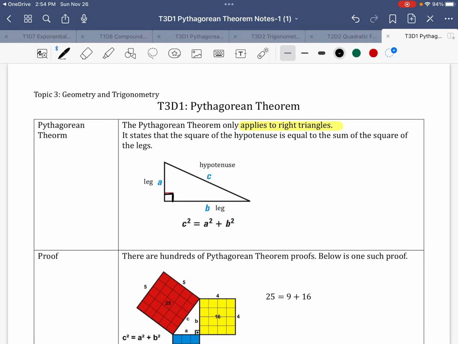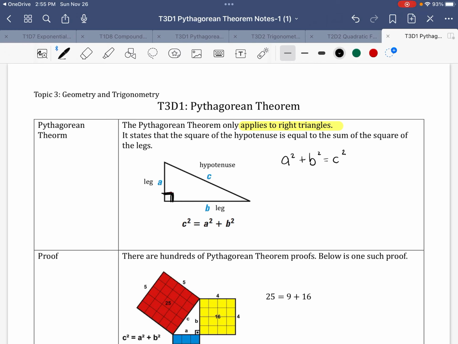The Pythagorean Theorem is a squared plus b squared equals c squared, where a, b, and c are all sides of a right triangle. It's really important to note that the Pythagorean Theorem only applies to right triangles. So we should be double checking that either it tells us in the problem this is a right triangle, or you have your 90-degree symbol on the triangle itself.